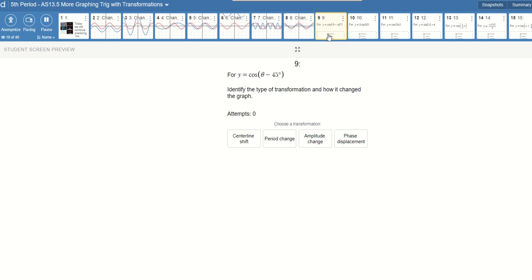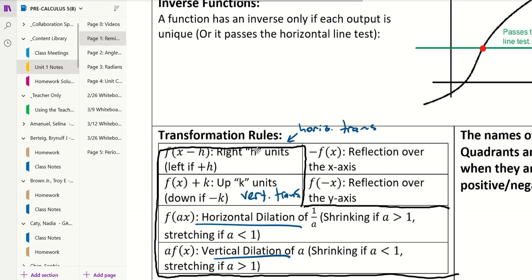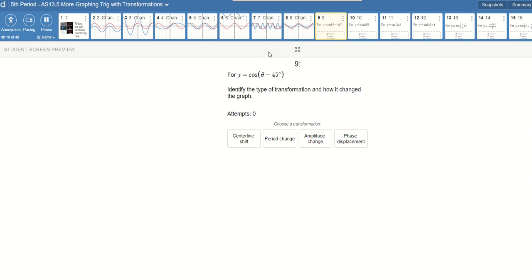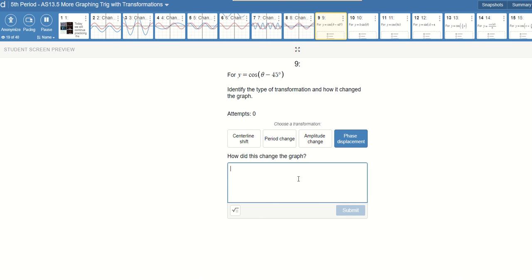All right, slide 9. Identify the type of transformation and how it changed. So cosine of theta minus 45. Remember, adding or subtracting inside the parentheses moves it right or left. If it's minus, it's right. If it's plus, it's left. So this is minus 45, so it's going to be a phase displacement. That's when you move it right or left.